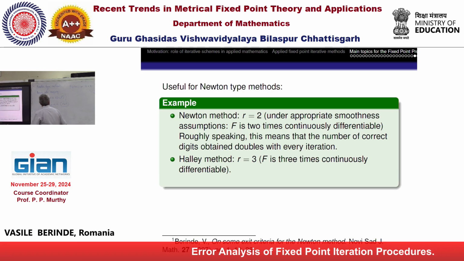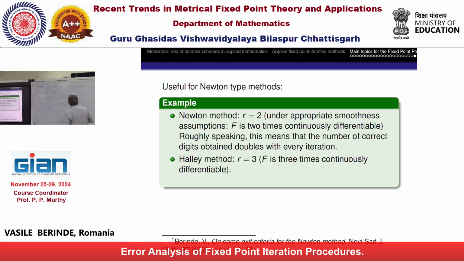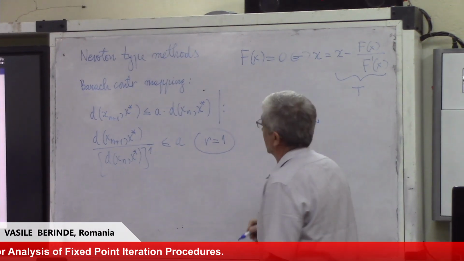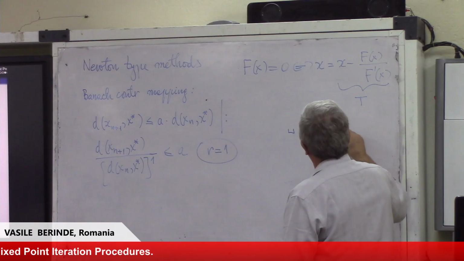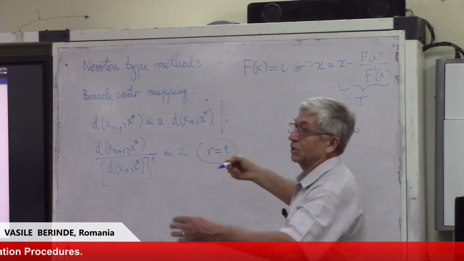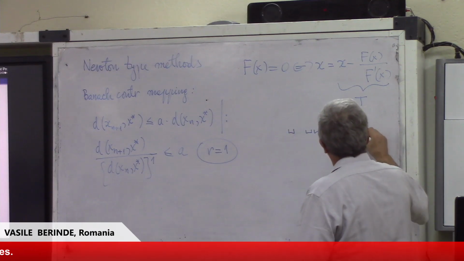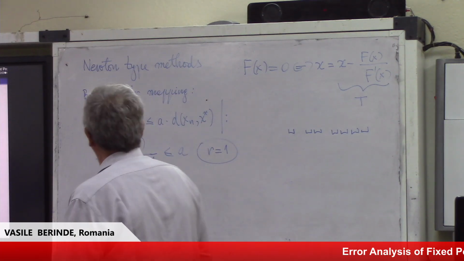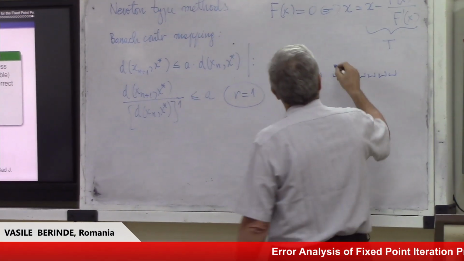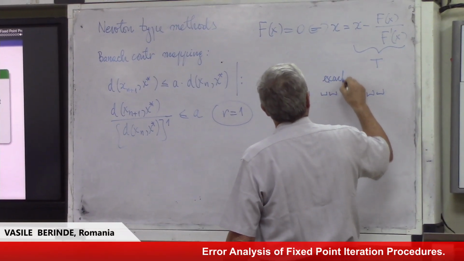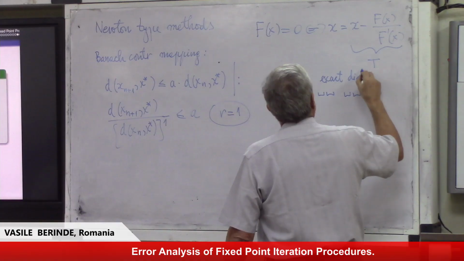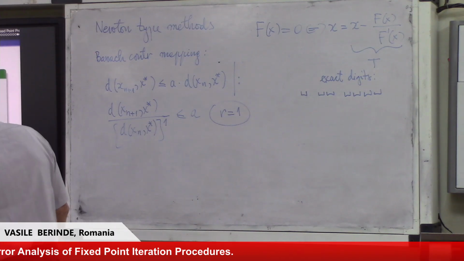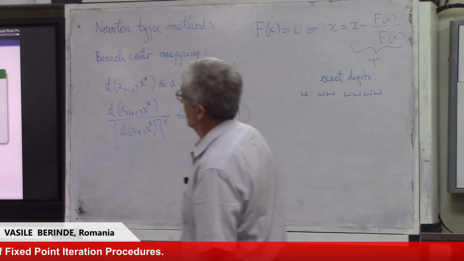So let's say at the first iteration we have 1 exact digit, at the second iteration we'll get 2 exact digits, at the third we'll have 4 exact digits, and so on. Sorry, I said 3, this is 4, 1 is doubling. So this means that the method is of rate of convergence 2, so quadratic convergence. There are a lot of methods in this family.